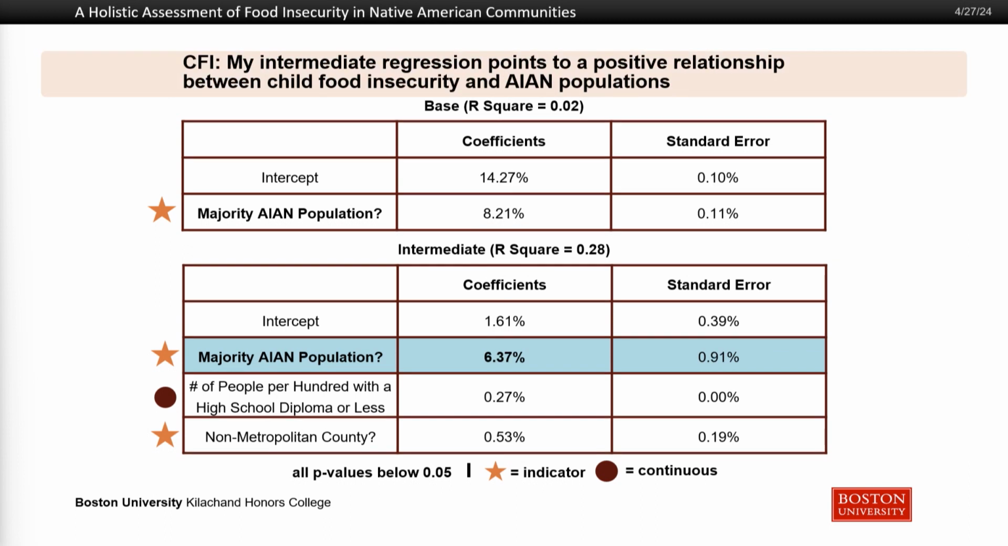You can see much of the same results with my child food insecurity rate regressions. We once again see a positive relationship between having a majority AIAN population, and then the same explaining is done by education when you add it into the regression.